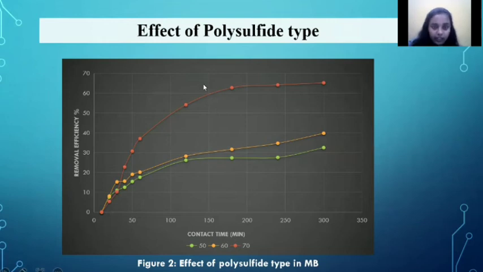So for the effect of polysulfide type, we have varied the 3 types of polysulfide, which are 70% sulfur and 30% waste cooking oil, 60% sulfur and 40% waste cooking oil, and 50% sulfur and 50% waste cooking oil. The 70% sulfur and 30% waste cooking oil shows the highest removal efficiency, as it has the highest probability to cross-link with waste cooking oil.